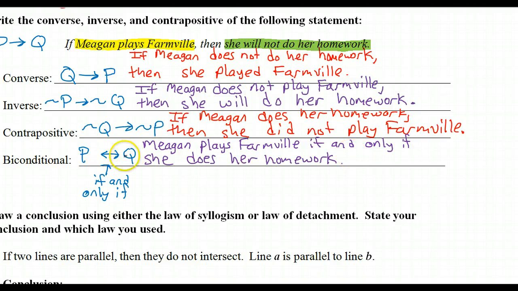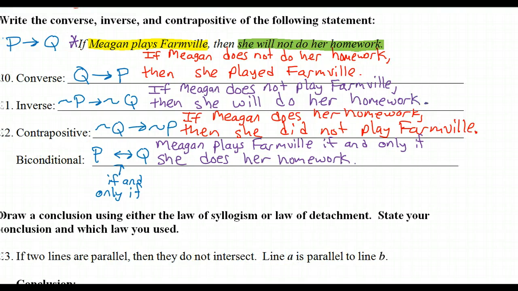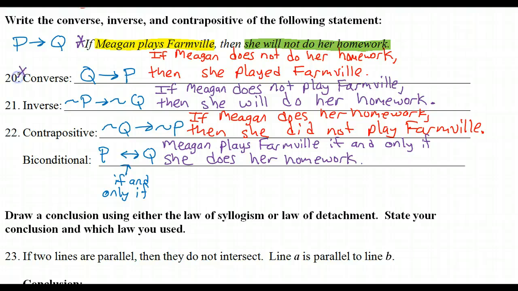Please note that a biconditional is really a matter of taking the original statement, let's put a little star next to it, and the converse, and putting them together.